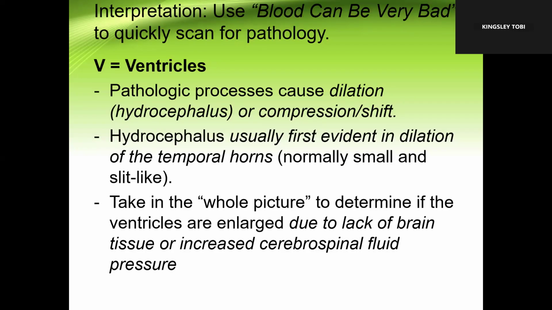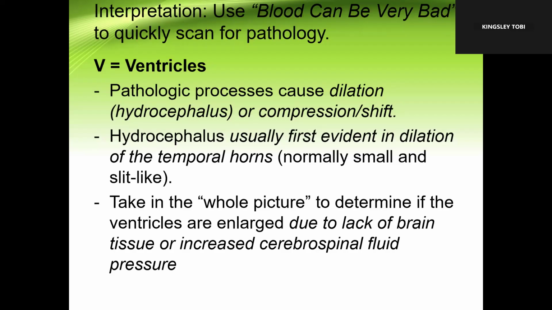Now, but know that you need to take in the whole picture, so to say, to determine whether the ventricles are enlarged due to increased CSF pressure or enlarged due to effacement or brain infarction. All right, so taking the whole picture, that's why it's good to go systematically. Once you rule out any abnormality in the brain parenchyma, there is no infarct, there is no hyperdensity that can cause a midline shift.